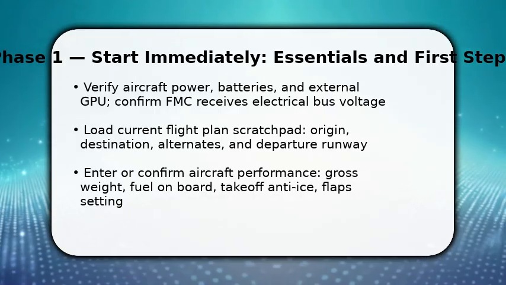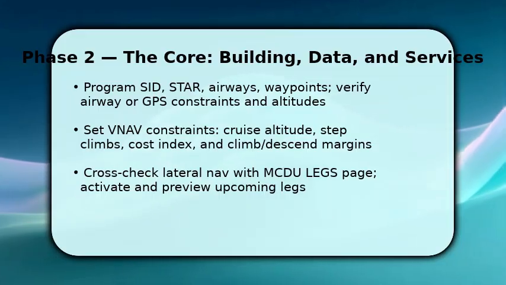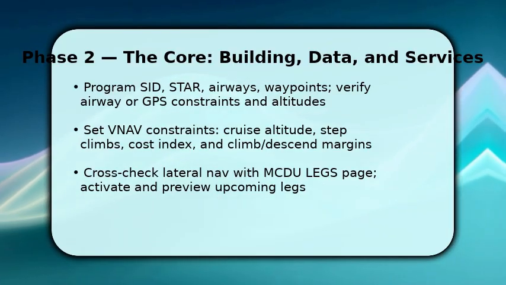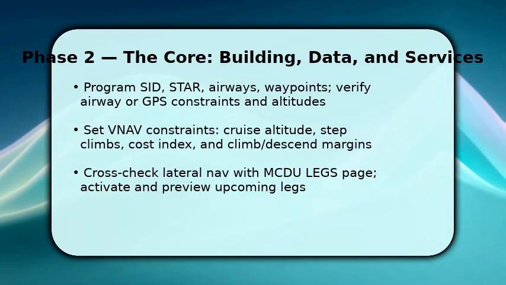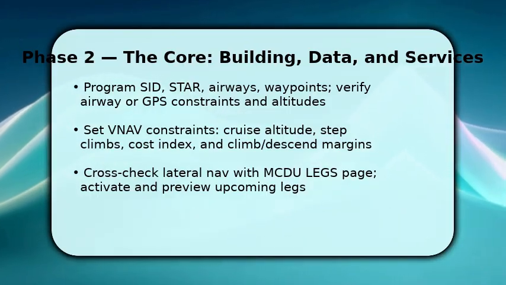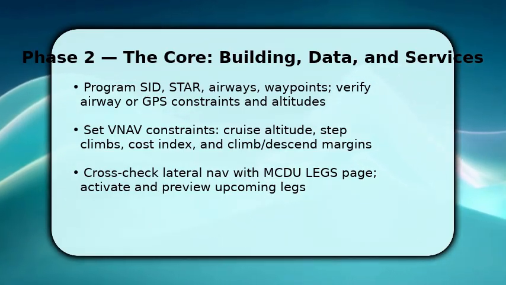Once the initial data is stored, open the FLT PLN and insert your full route including SIDs or direct waypoints. You must review and insert any mandatory airways. You will then move to perf pages to set cruise altitude, cost index, and any step climbs. This configures VNAV. Make sure to verify lateral legs on the legs page and check crossing constraints and altitude restrictions.